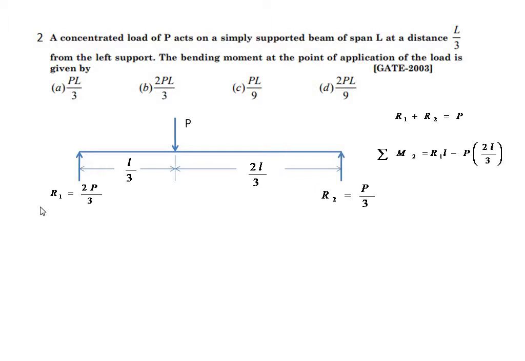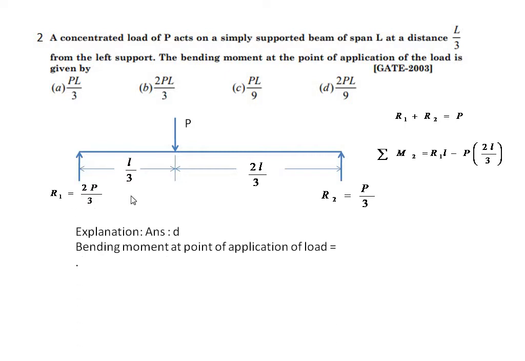and the next equation being the summation of the moment at point 2 is 0. So here R1 produces a clockwise moment, so force into perpendicular distance, that is R1 into L, minus this P produces an anti-clockwise moment, so minus P into the distance 2L by 3. So while solving this equation, you will be getting these two values of R1 and R2. R1 is 2P by 3 and R2 is P by 3.